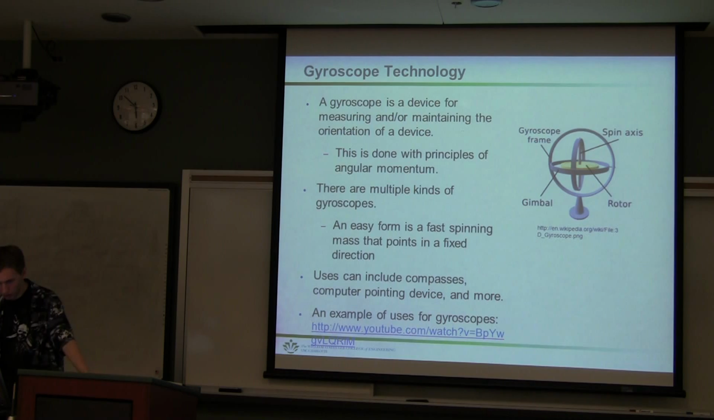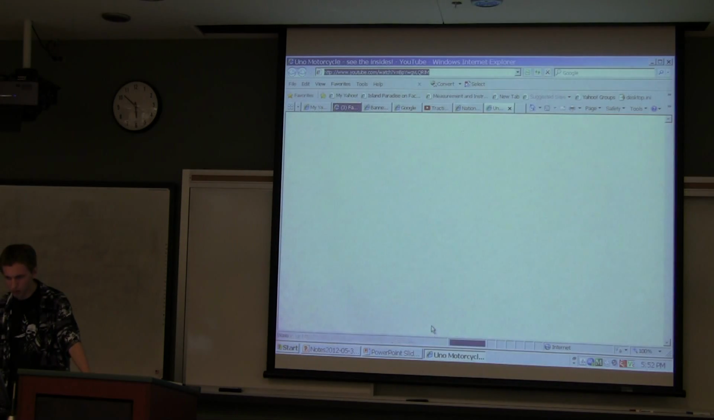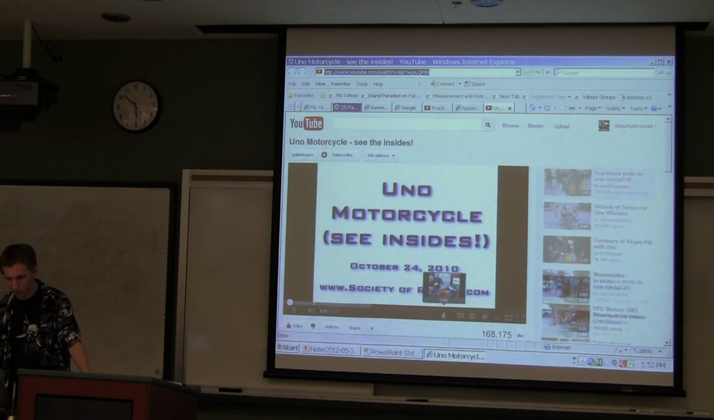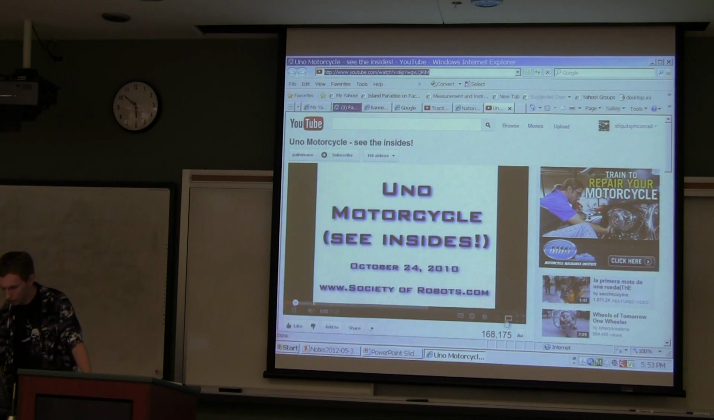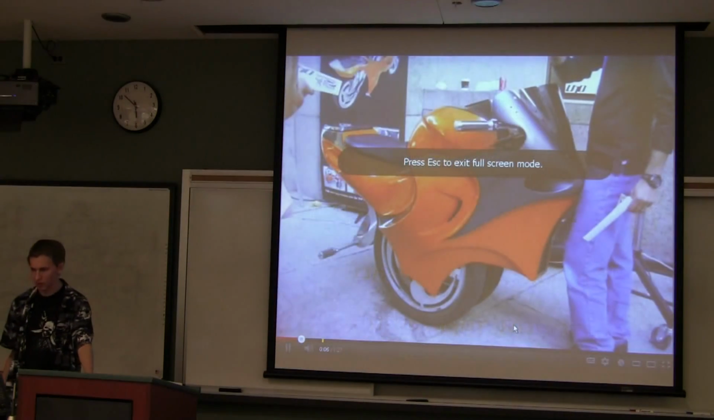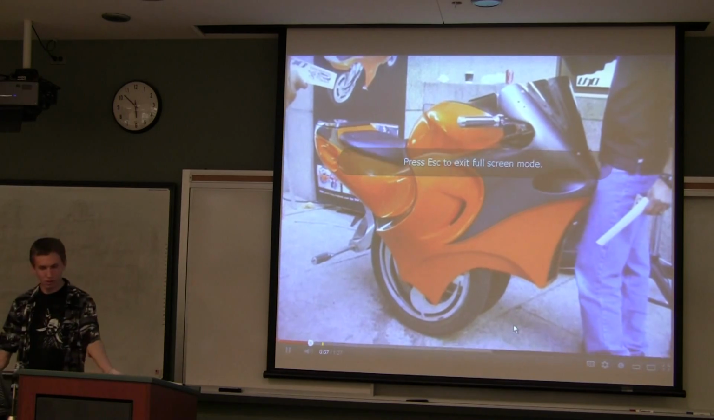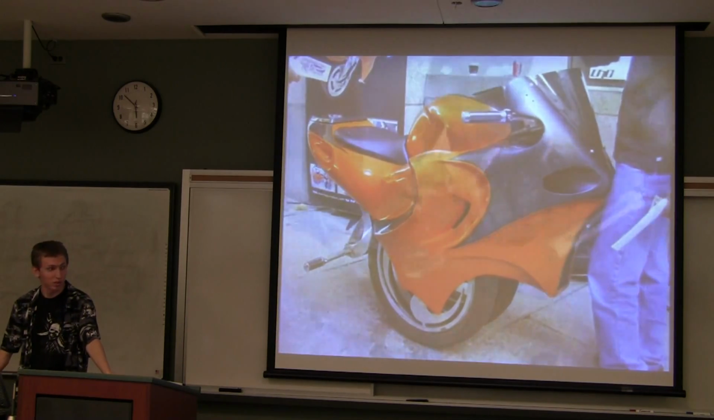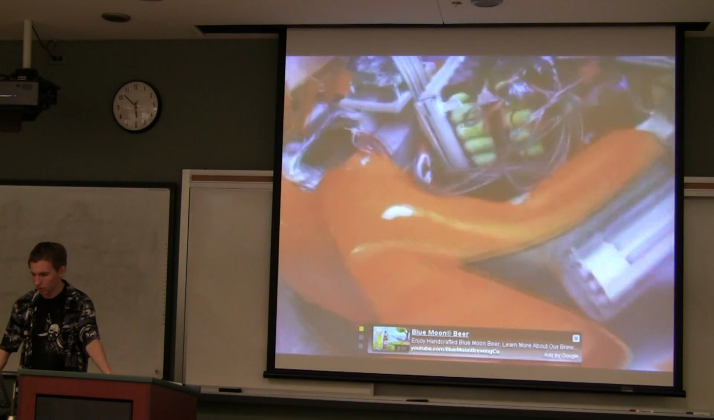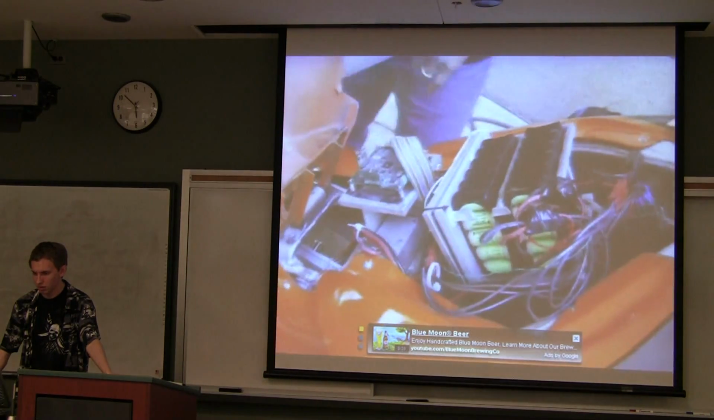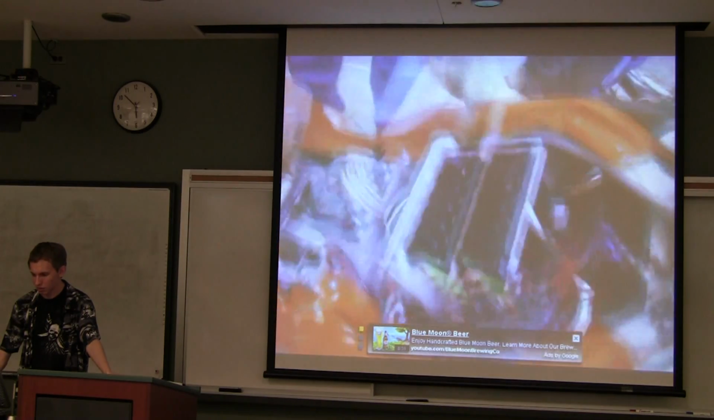I have a YouTube video here. It's an example of a form. This motorcycle uses all the guts of it. So these are actually the gyros, power control, and batteries.